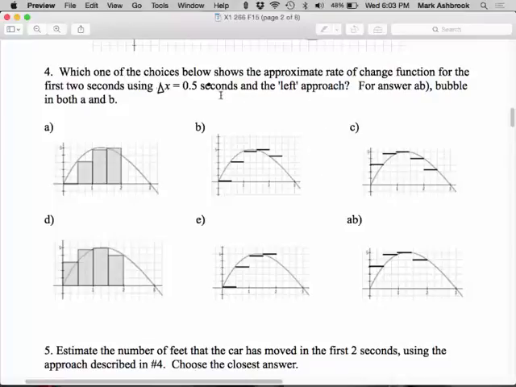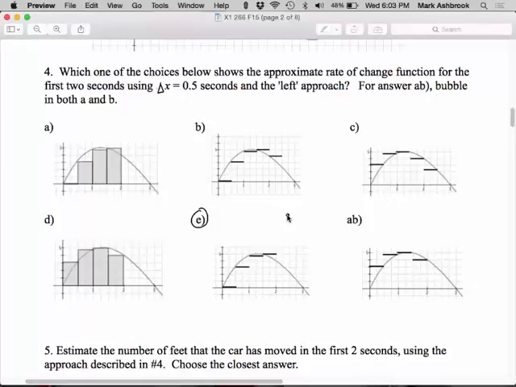Okay, so we're looking for an approximate rate of change function. Okay, these are not functions. Okay, we'll talk about this later. So it's got to be one of these 4, and if we're using the left approach, that means we're pulling rates from the left side of the interval to be the rate for that whole interval. So now we're looking at B and E. This is the right side approach, using the right side of each interval. So then if we want from 0 to 2 seconds, this goes actually to 2.5. So it's E.